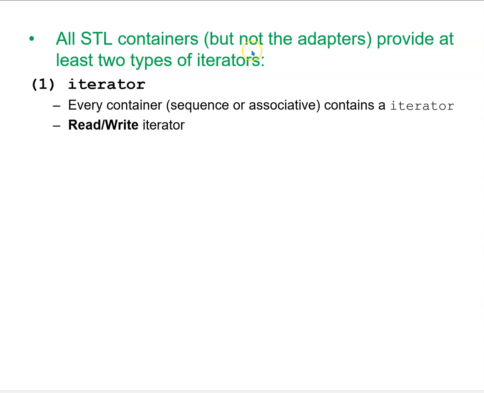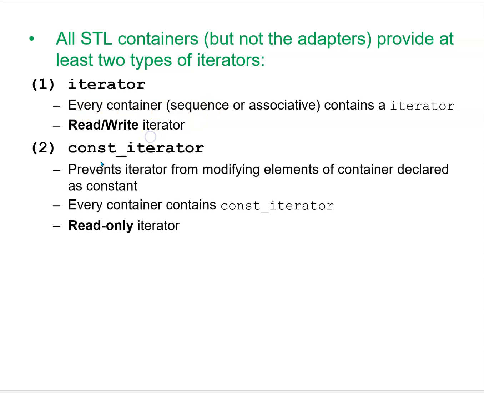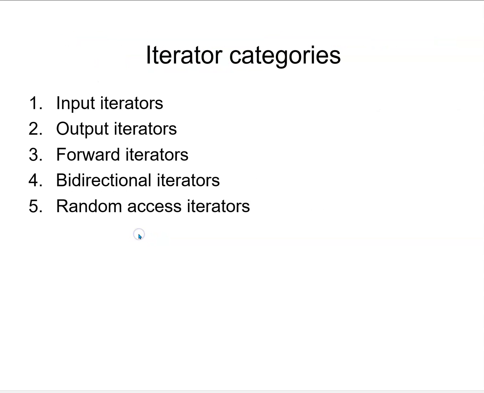All STL containers, but not the adapters, provide at least 2 types of iterators. Every container contains an iterator, a read-write iterator. A const iterator prevents the iterator from modifying the elements of a container declared as constant. Every container contains a const iterator, and this is a read-only iterator. So, as we said before, there are 5 classes: input, output, forward, bidirectional, and random.